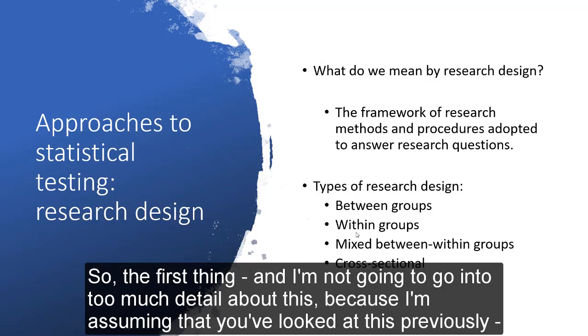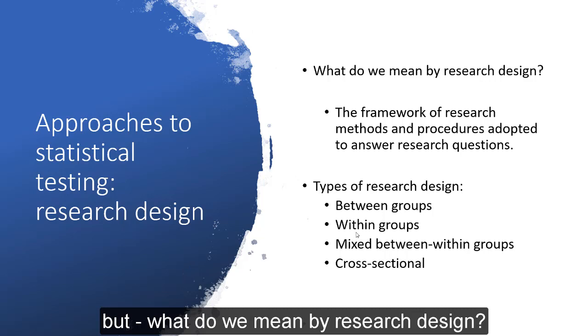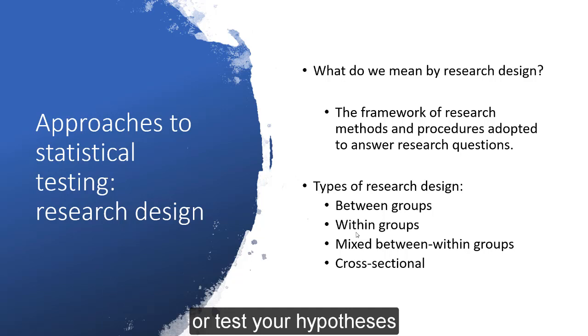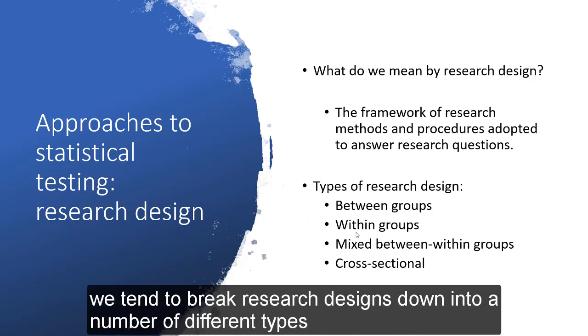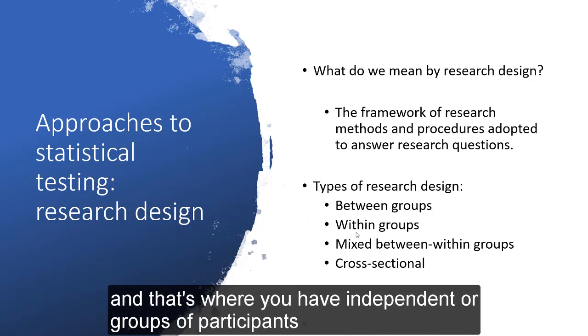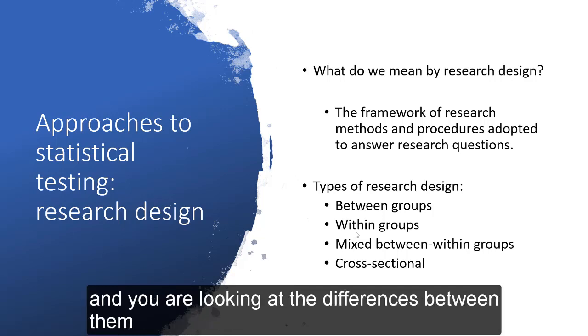So the first thing, and I'm not going to go into too much detail about this because I'm assuming that you've looked at this previously, but what do we mean by research design? So a research design is the framework of methods and procedures that you've adopted to answer your research questions or test your hypotheses. So in relation to doing analysis, we tend to break research designs down into a number of different types. You can have between groups designs, and that's where you have independent groups of participants and you are looking at the differences between them.